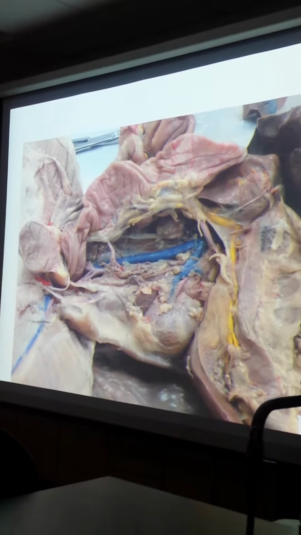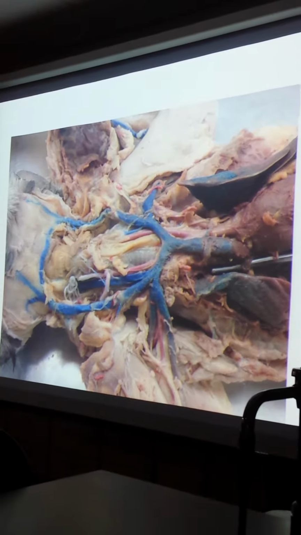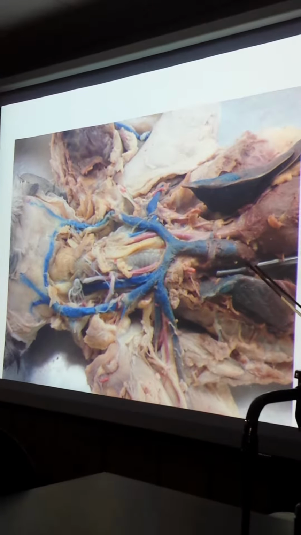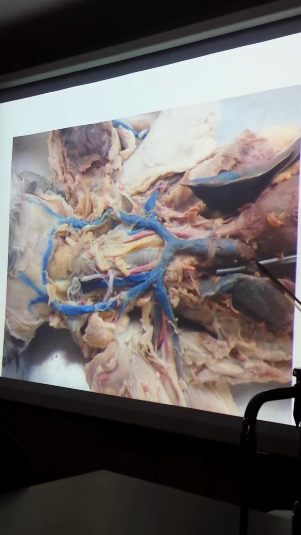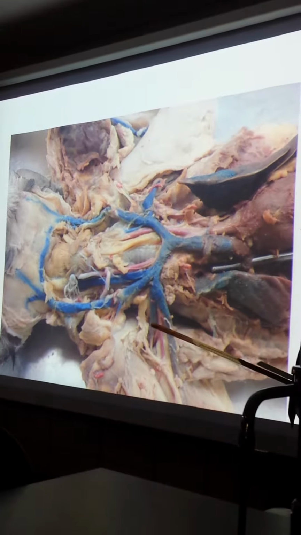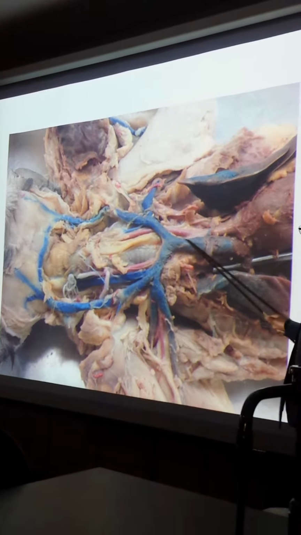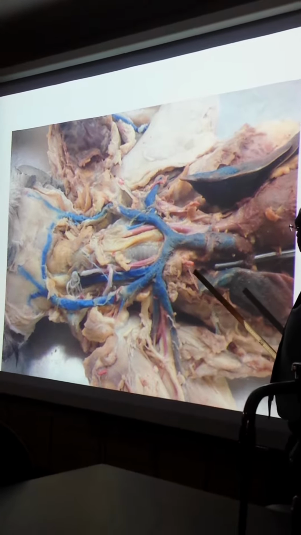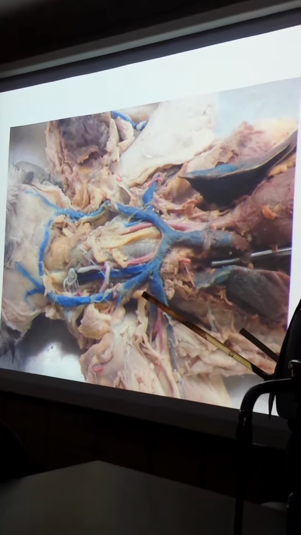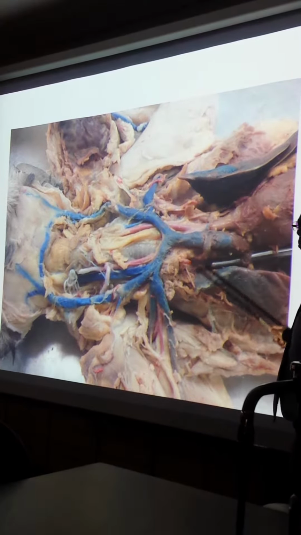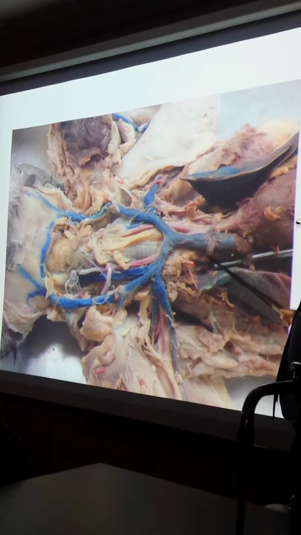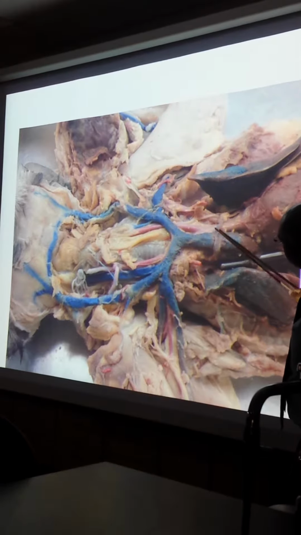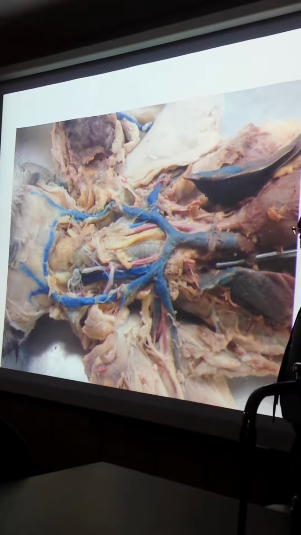All right. So this is the top. You see this vein here that is shown by this probe, which is the azygos vein. And then of course this is the superior vena cava, coming out of the heart. And then this is the internal mammary vein. See that side, that side. You can see it on there.